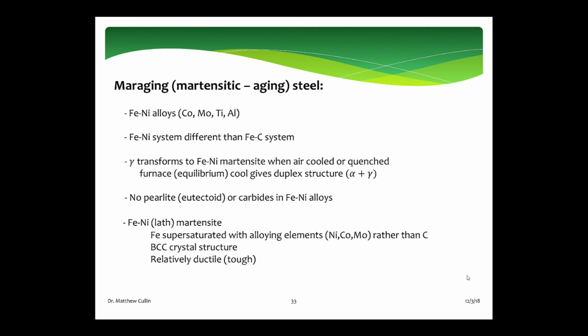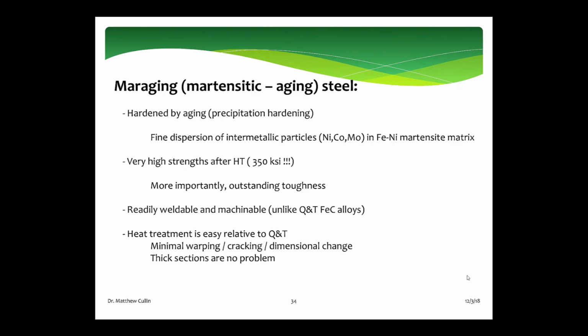And so alpha is going to be this precipitate, and we're going to have no pearlite or carbides in any of these. So what we're going to end up with is this iron nickel martensite, and it's super saturated with these other alloying elements, which are more expensive than carbon. So the carbon's going to actually be relatively low. It's got a BCC crystal structure, and again, the big take home is it's going to be tough, not just strong, but tough.